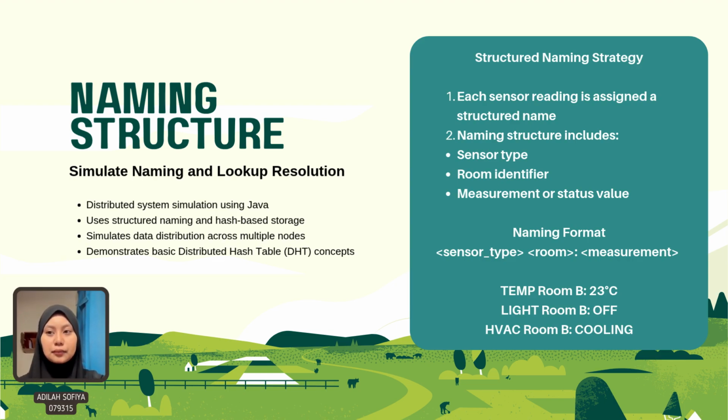This section explains how naming and lookup resolution are simulated in the smart building management system. The system applies a structured naming strategy together with a simplified DHT approach. Each sensor reading is assigned a structured name that contains the sensor type, room identifier, and measurement or status value. This helps organize and identify sensor data more clearly within the distributed system.